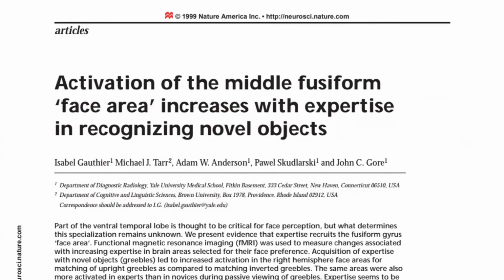All right, and then the study that we're going to sit and take a look at in a little bit of detail right now, this was a study that kind of set all this off, and it's got one of the greatest stimuli names ever. So this is also by Gauthier, and they took a look at whether or not this face area can increase with expertise when you're looking at novel objects.